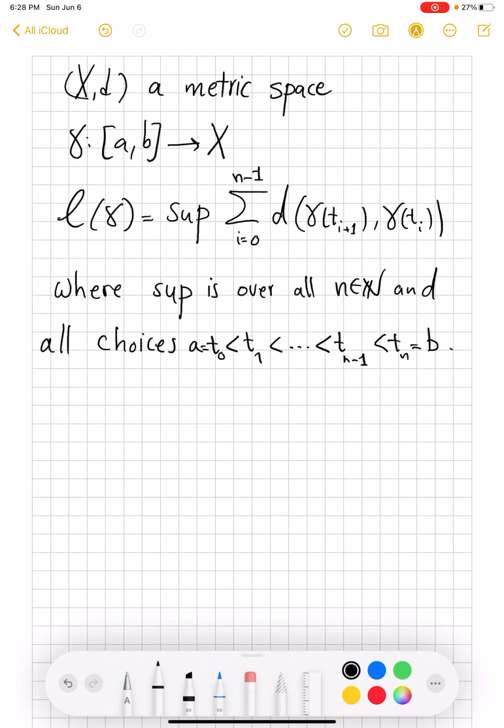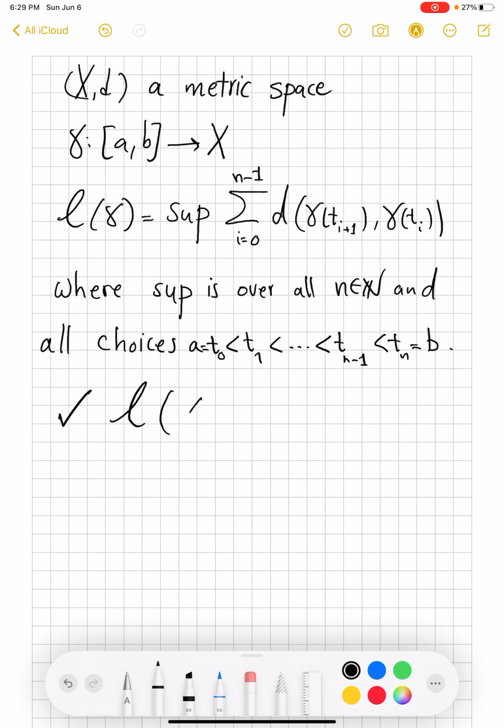So if gamma is a curve in this metric space, which is defined to be a function, then its length is the supremum of summation of distances of consecutive nodes, where the supremum is over all natural numbers n and all choices of partitions of the interval into n subintervals. The immediate observation is that if you connect 2 points by a curve, then the distance of the points is never more than the length of the curve connecting them.